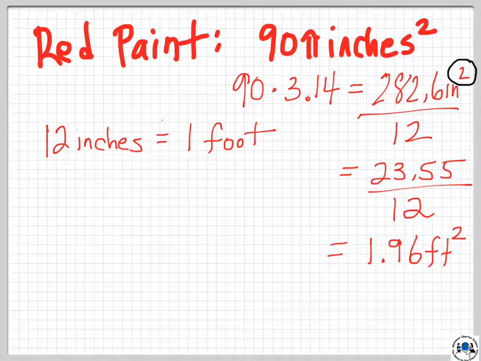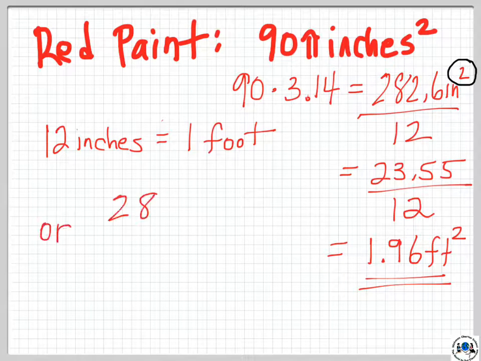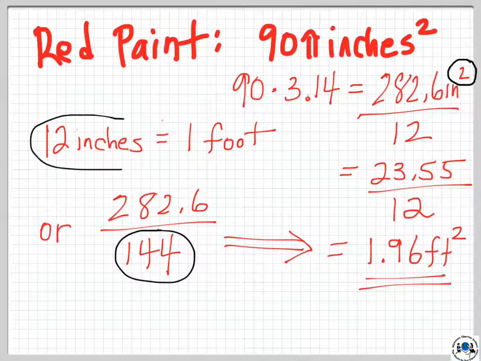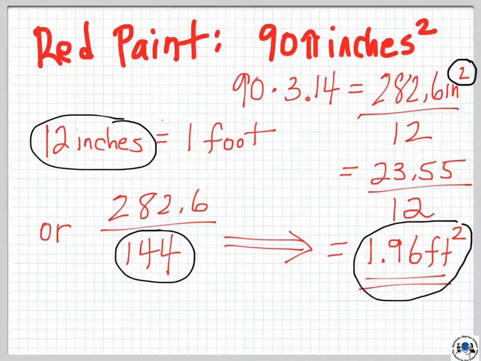Now again, a little shortcut we could have used is to take our 282.6 inches squared and divide it by 144, which is the square of 12, because we are talking about squared units. Hopefully that makes sense to you. All right, so there we go. Let's move on.